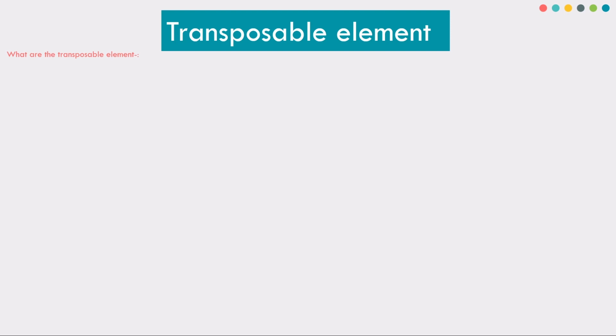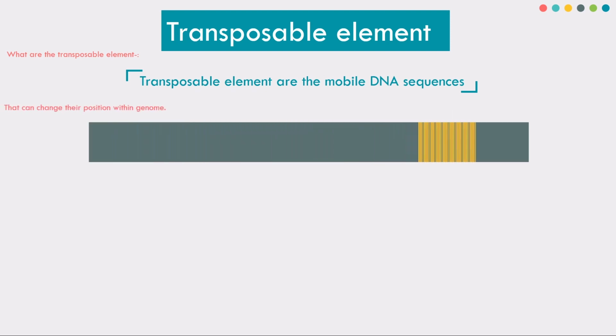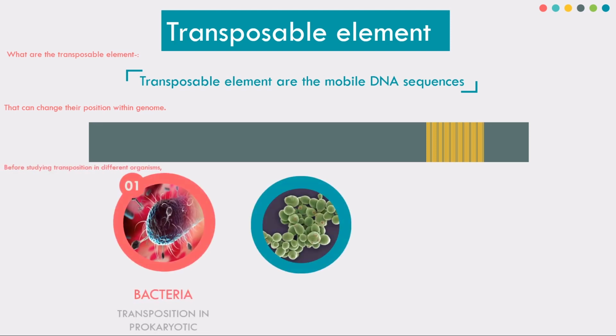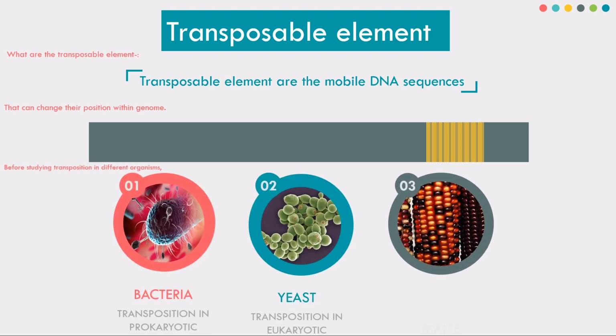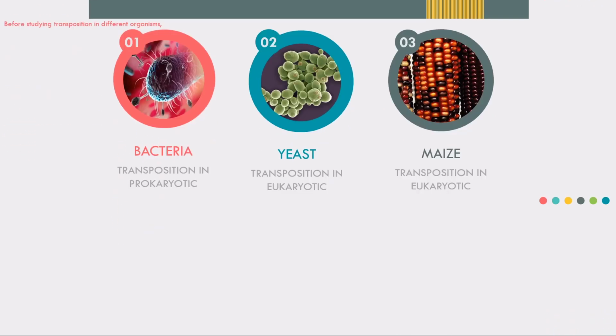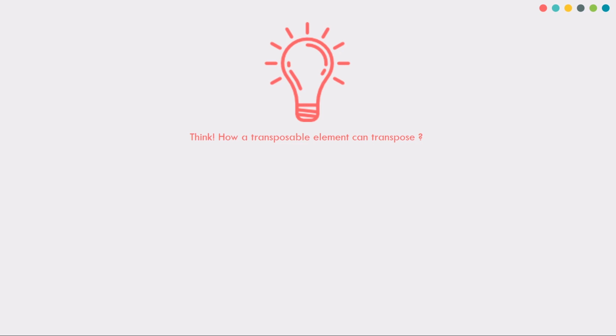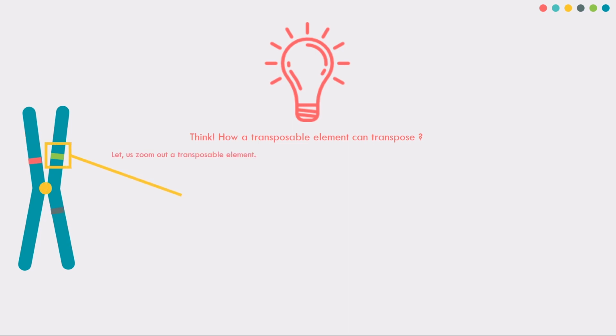Transposable element. What are transposable elements? Transposable elements are mobile DNA sequences that can change their position within the genome. Before studying transposition in different organisms like bacteria, yeast, and maize, let us first think about how a transposable element can transpose. Let us zoom in on a transposable element.